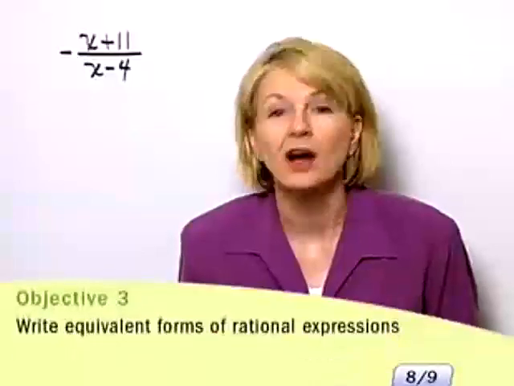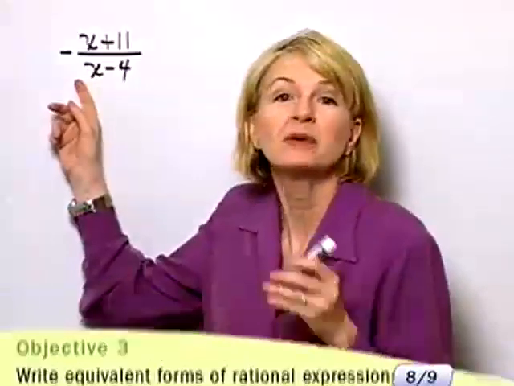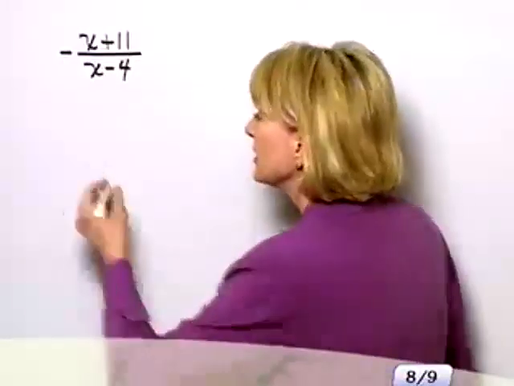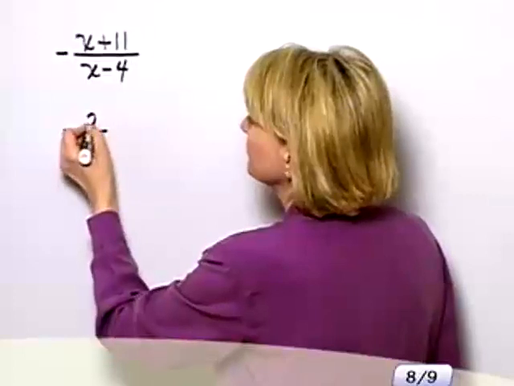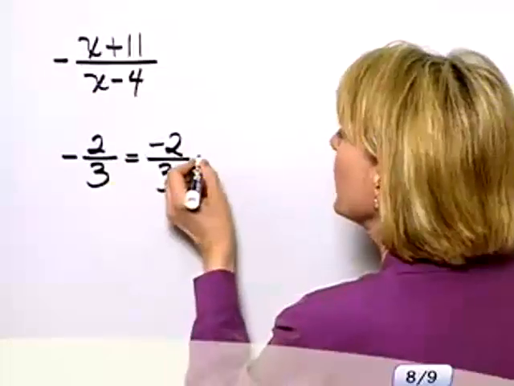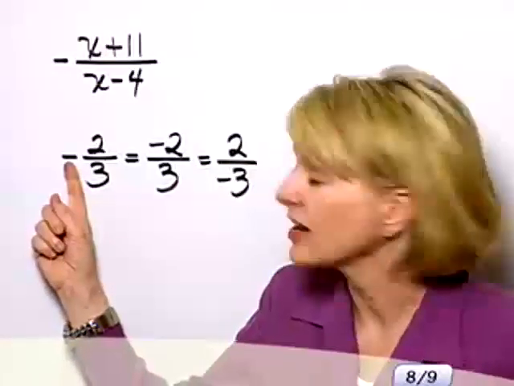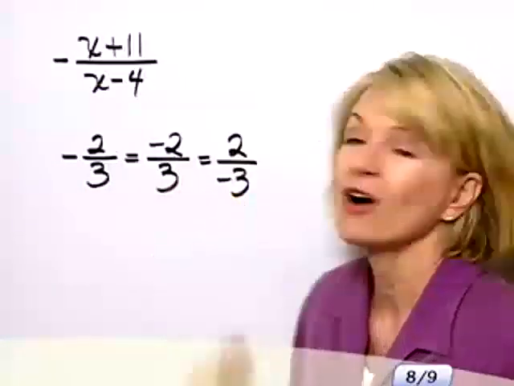Let's talk a little bit more about equivalent forms of rational expressions. Often, it will be advantageous for us to know what we can do with this negative in front of this rational expression. To help you remember, let's recall a regular fraction, -2/3. Recall that -2/3 is equal to -2/3, and that's equal to 2 over -3. In other words, I can write this negative sign in front of a fraction in the numerator or in the denominator. These are all equivalent.